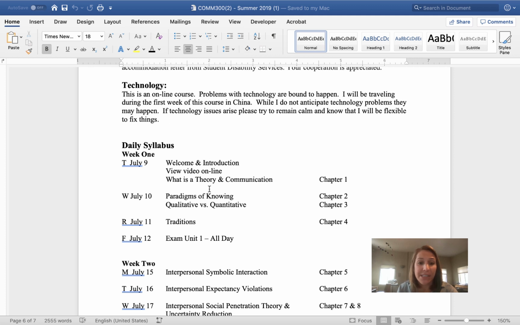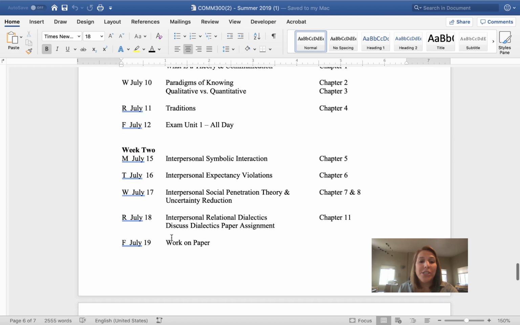There are activities in here that you must complete. Remember, everything must be completed before the exam unit 1 day. That means everything from week 1, activities, whatever you've been assigned, is due at 6 a.m. Friday, July 12th, before you take the exam.